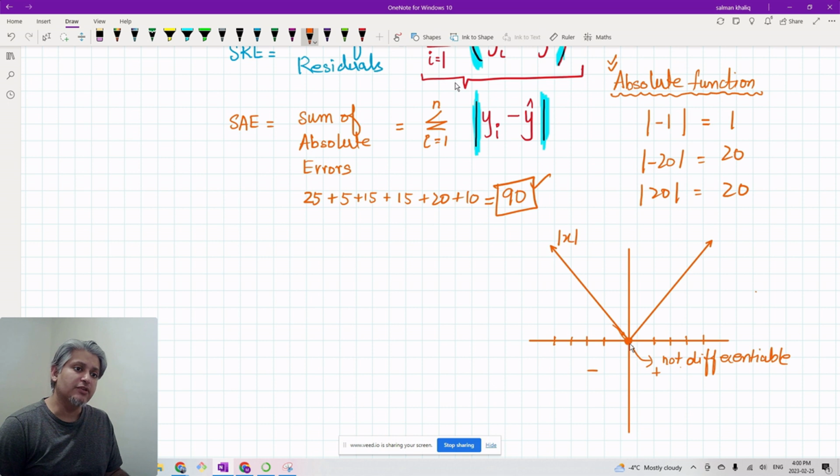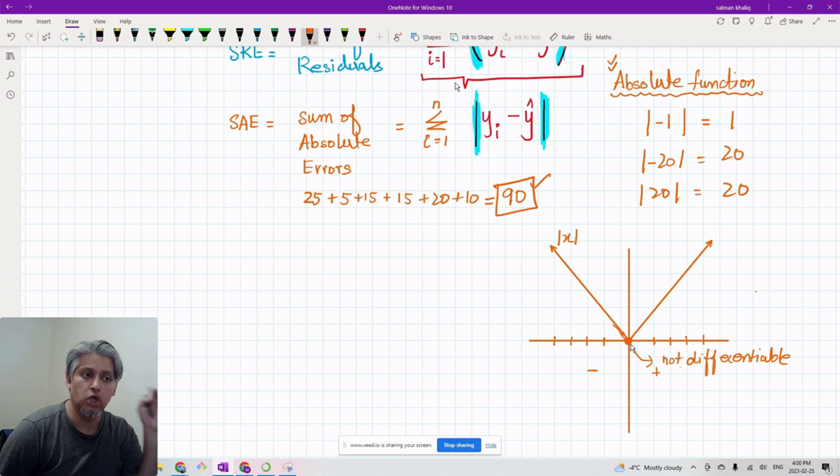And if it is not differentiable, machines do not like that. And if machines don't like that, we need to hard code a particular value at this particular point. If we don't do that, your machine is going to throw errors. We don't want to deal with the errors right now.